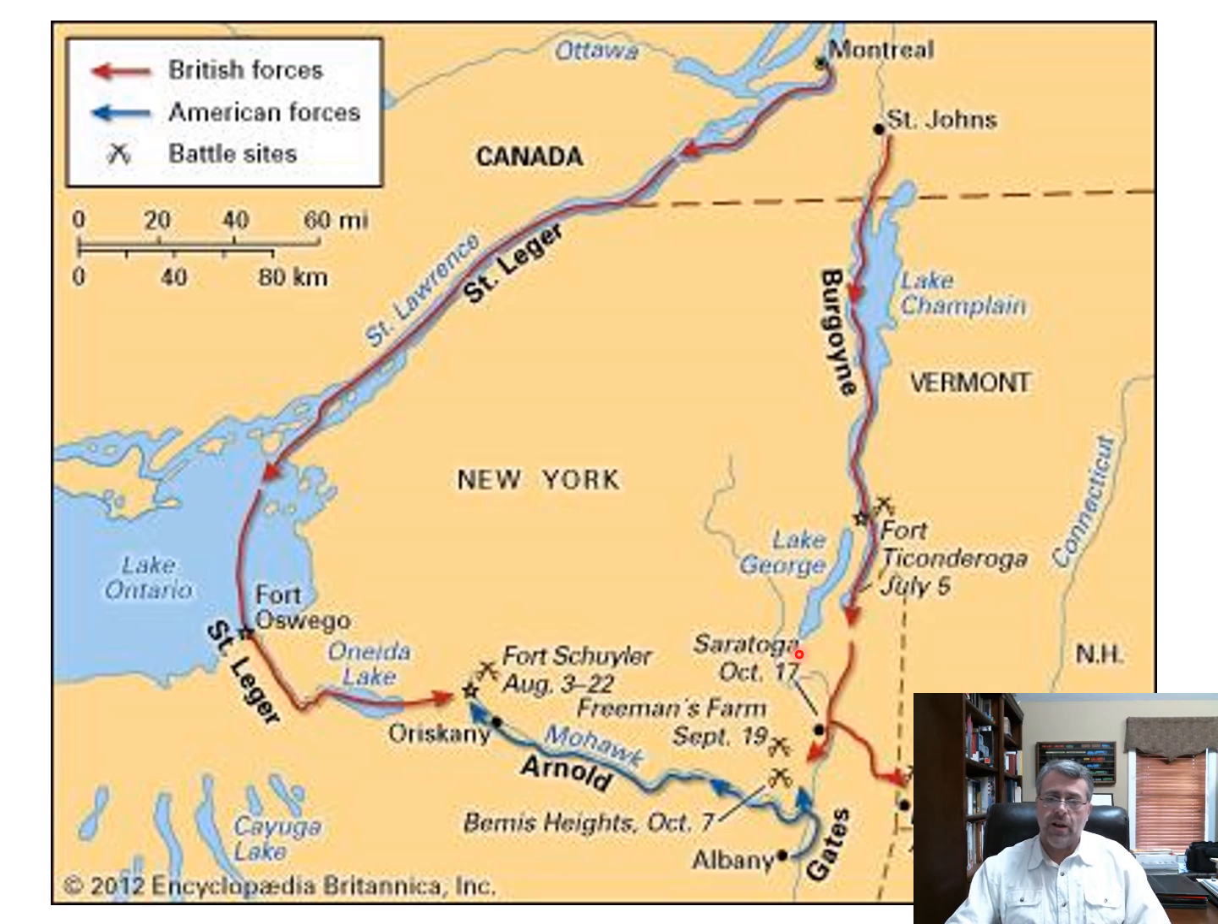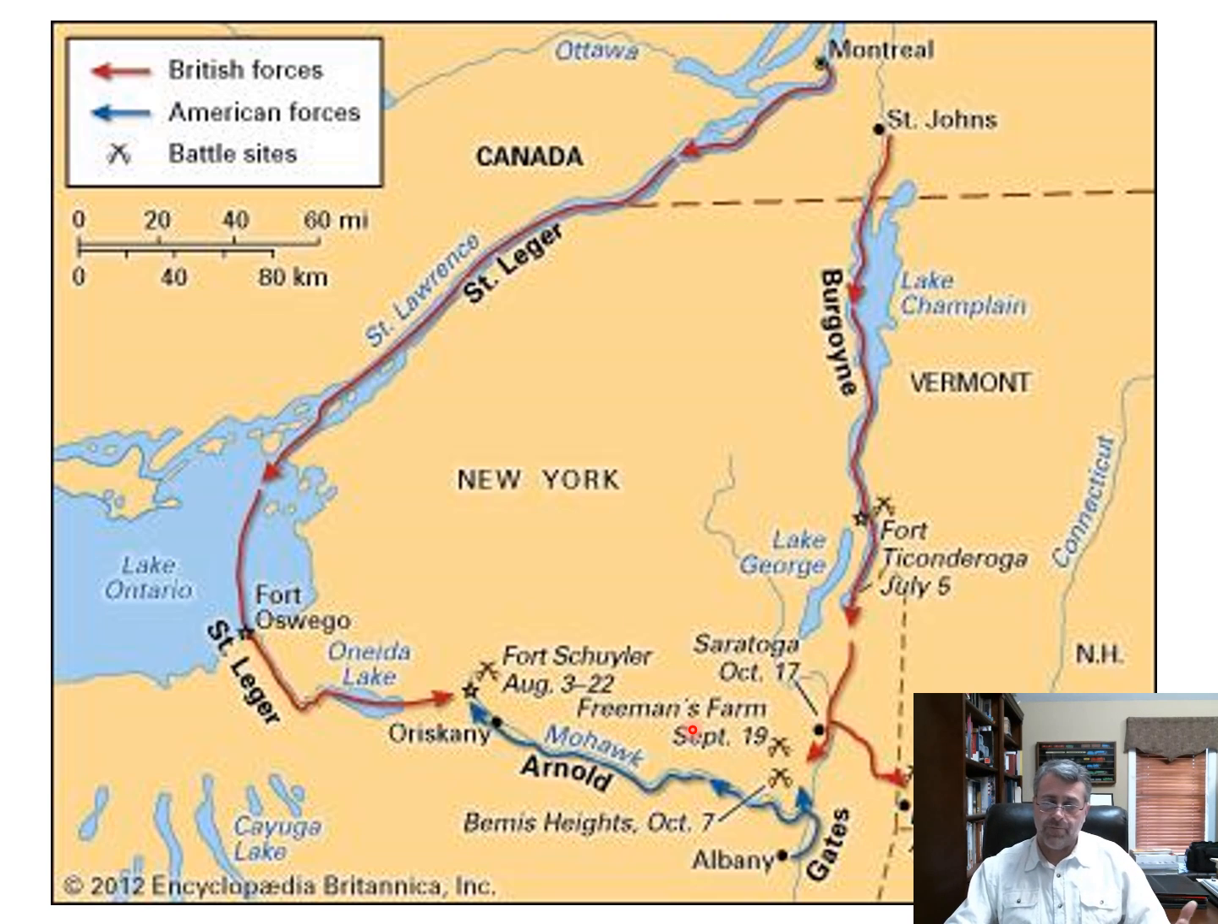Kind of zoom in here on upstate New York. We see Saratoga here along the Hudson River, just north of Albany. Now we can see here the British strategy, just like we talked about in all those previous wars for empire. They are using these strategic waterways, rivers and lakes, in an attempt to cut off New England from the rest of the colonies. So this is part of their strategy.